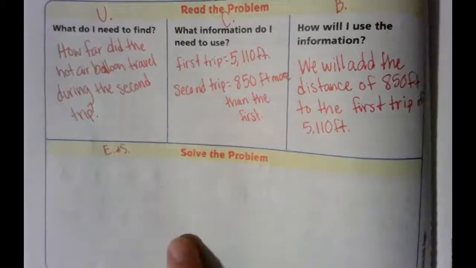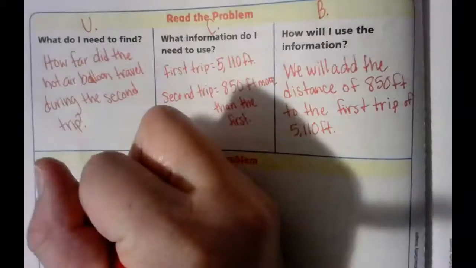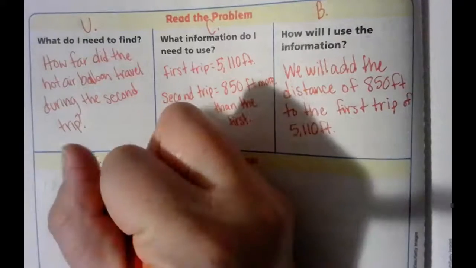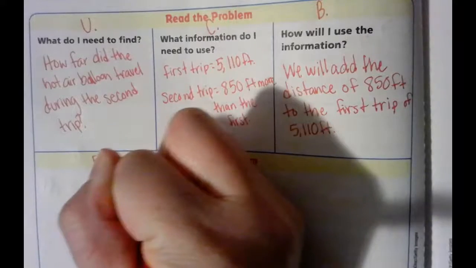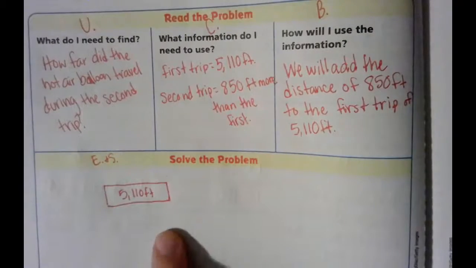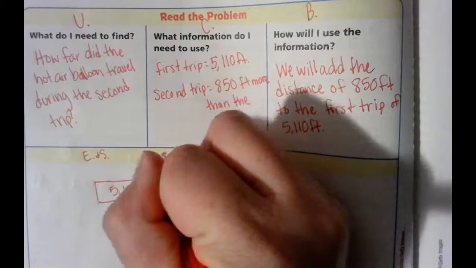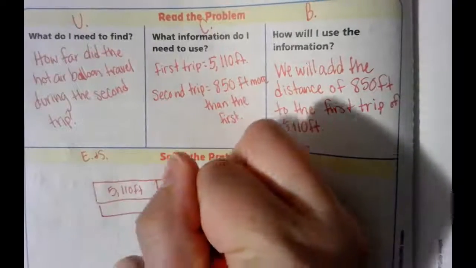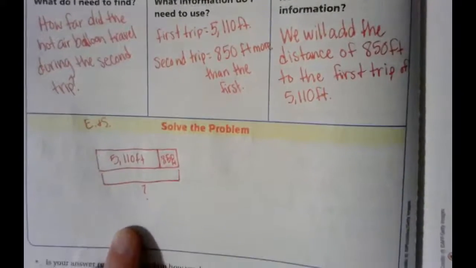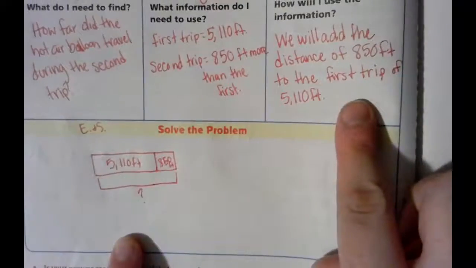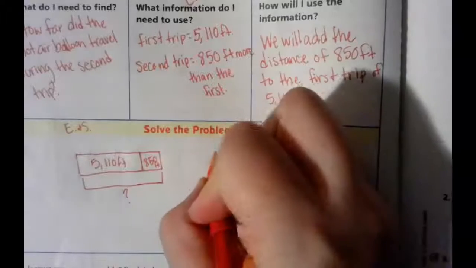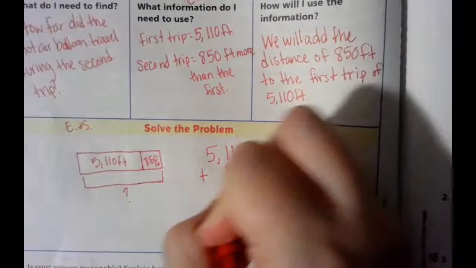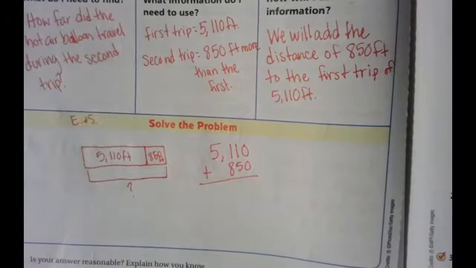So if I were to draw a model, like on our front, right? First trip, if I draw our box here, was 5,110 feet. Okay. And we know our next trip was 850 feet more. I want to know, what is my total? Right? What is the total for the trip? So by here, we're going to add. So we need to take 5,110 plus 850. Okay. We can go ahead and add.